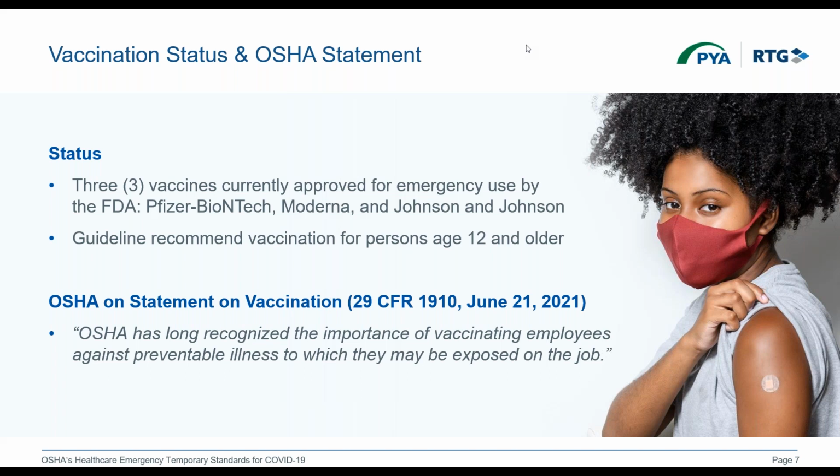Not too many days go on where vaccinations and vaccination status aren't the lead news story, both on national and local news. But just as a reminder, there are 3 vaccines that are currently approved for emergency use: the Pfizer, the Moderna, and the Johnson & Johnson. And many of you, I'm sure, are aware that the guidelines for vaccination were lowered to age 12 and older back a couple of months ago.